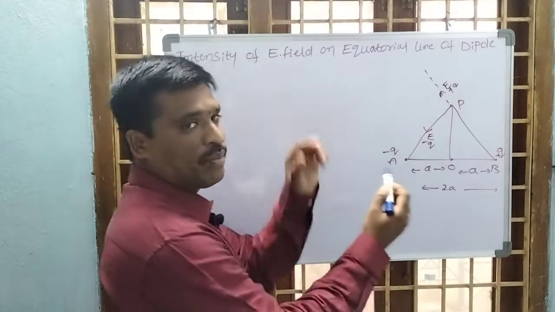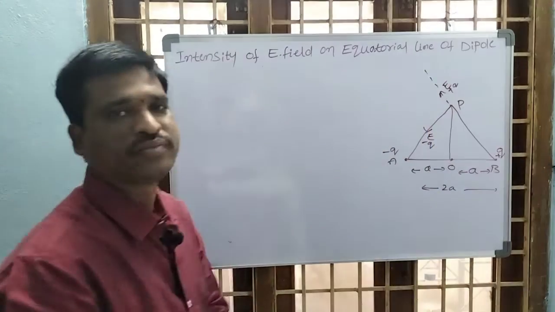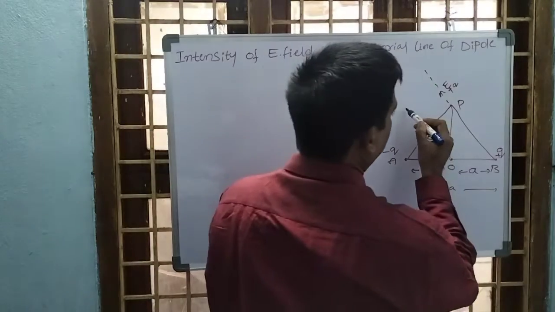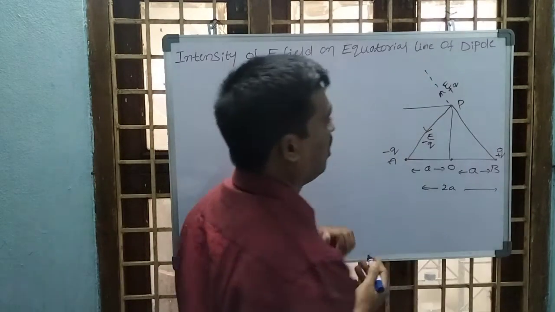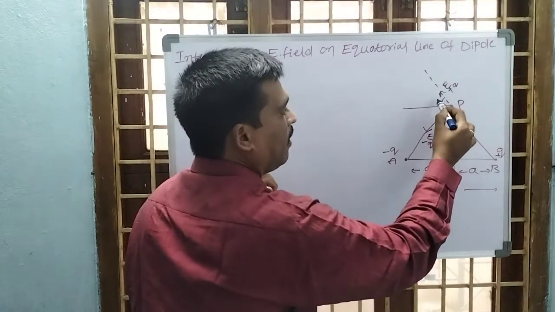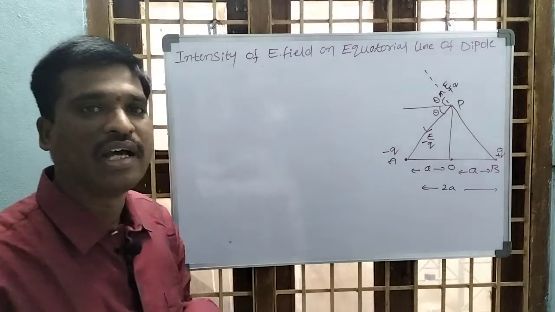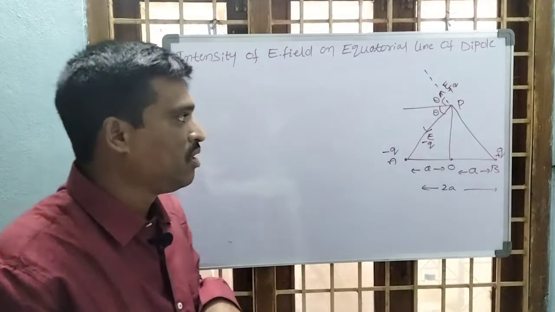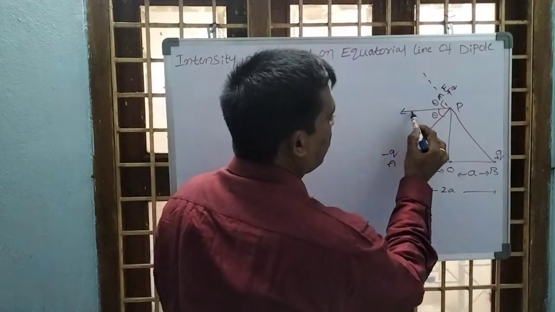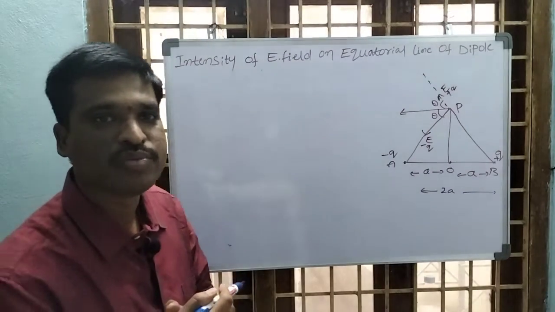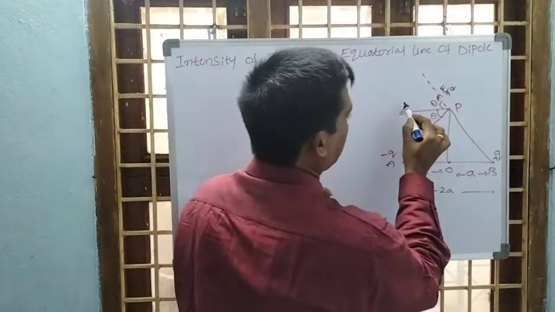Now what I am doing, I will split E into two components. This is theta, and here it is also theta. This angle is divided into two components, one vertical and one horizontal. The horizontal component is E cos theta.